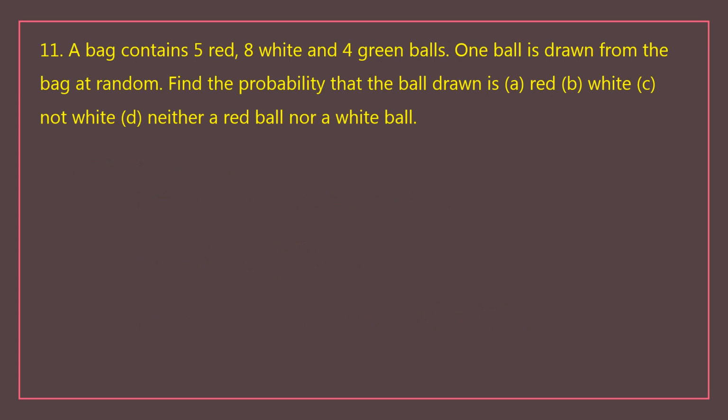Let's see one more problem. The bag contains 5 red, 8 white, and 4 green balls. One ball is drawn from the bag at random. Find the probability that the ball drawn is red, white, not white, neither a red ball nor a white ball. As different color balls are there, the sample space will be the total number of balls only. Therefore, the total number of balls here is 5 plus 8 plus 4, which is 17. n of S is 17.